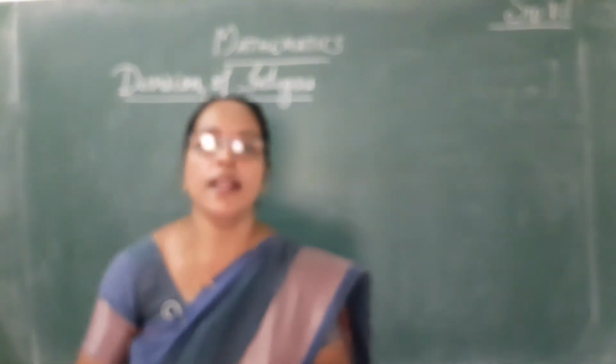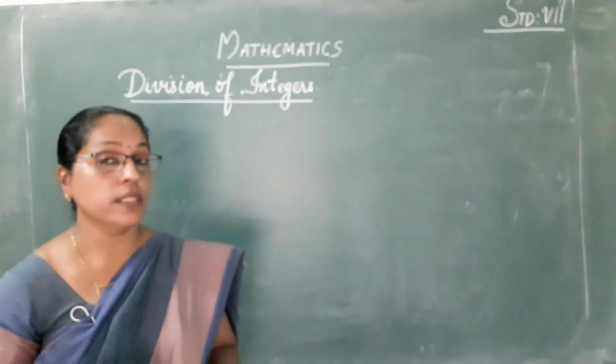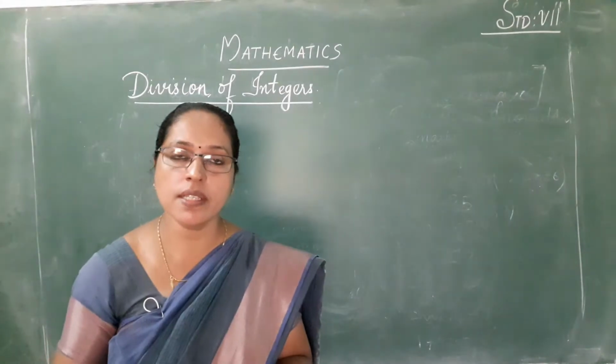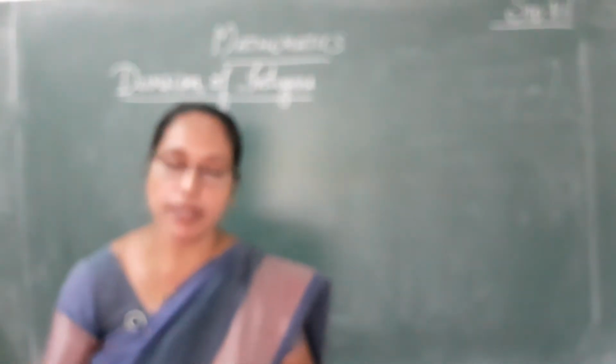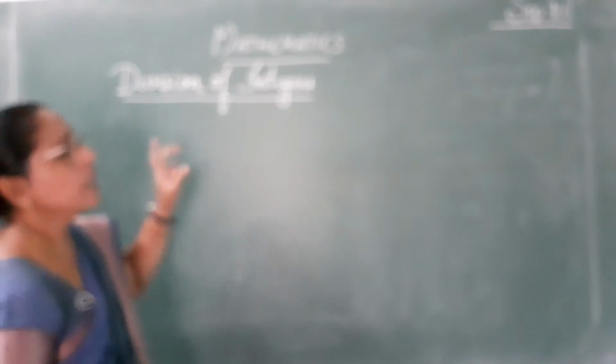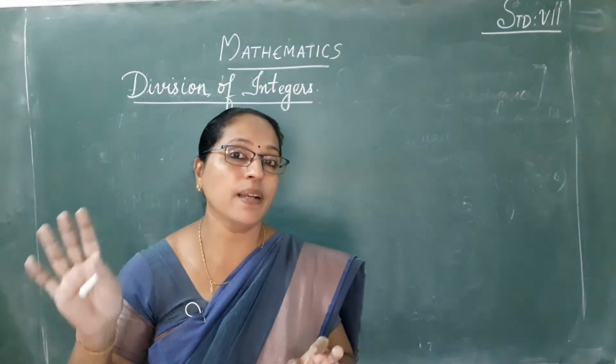Okay students, let's start the new topic. Today we are going to learn the last operation of integers, that is division of integers. We have learned addition, subtraction, multiplication, and now finally we have come to division of integers. Division of integers, the rule of signs is exactly like multiplication.